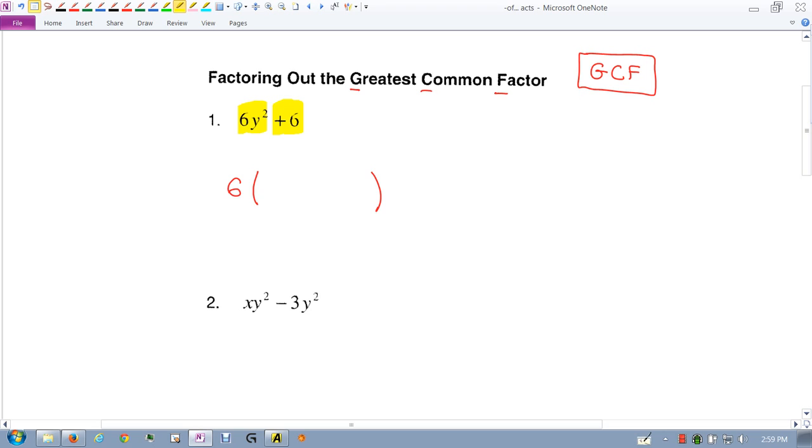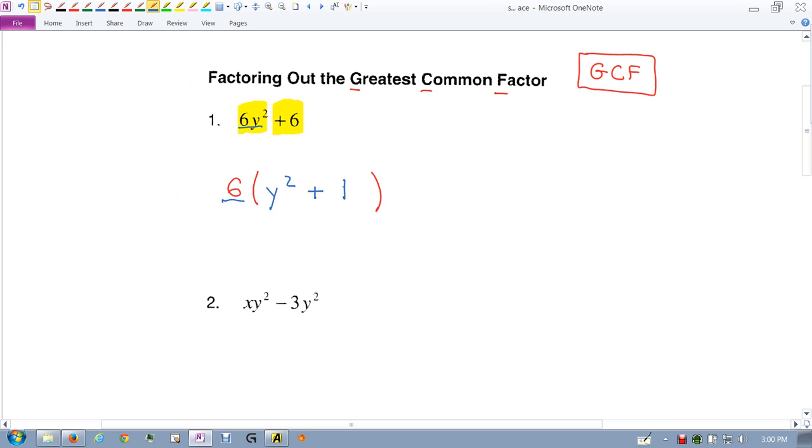So now you just ask yourself a question. What do you multiply 6 by to get 6y squared? Or you could ask yourself the question the other way. What's missing, right? All you're missing is y squared. So y squared I would need. And then here, to turn 6 into 6, I just need to multiply it times 1. But you have to have a second term in here, right? You have to. Plus 1.